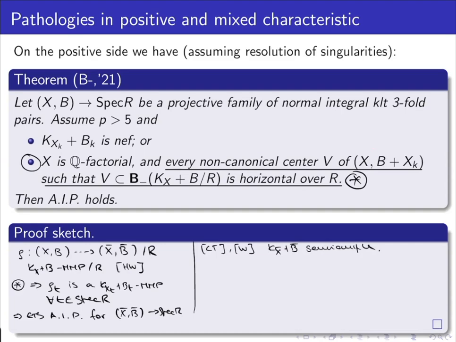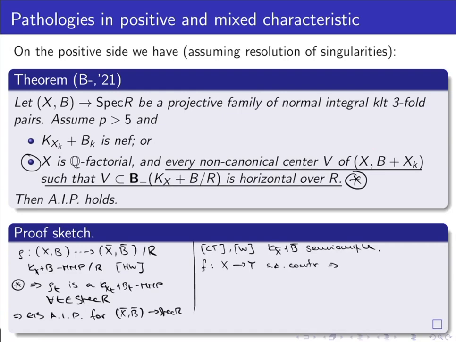These results basically tell you that if you have something over a DVR in positive or mixed characteristic and you have a line bundle, then relative semi-ampleness is equivalent to semi-ampleness fiber-wise. So in a certain sense, semi-ampleness in positive and mixed characteristic behaves better than in characteristic 0. And in this case, we can apply these results because this is now a family of KLT pairs of general type, dimension 3, which are minimal models, and so we can apply the Kawamata-Viehweg theorem, and so we have semi-ampleness on generic and special fiber, and then we can put it all together by these results.